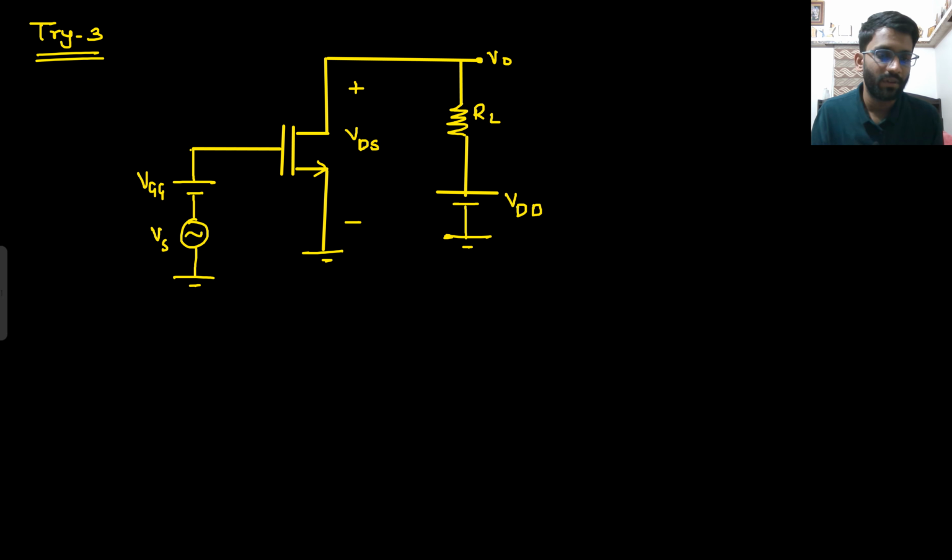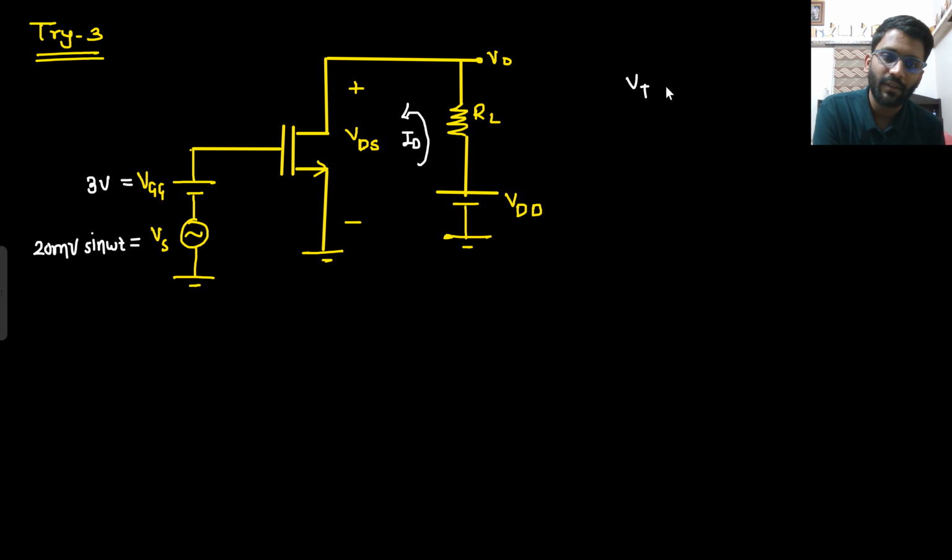So now I did this thing. I tried the third one. So here my output is not fixed. Here my output is this one. So this is my output. But tell me, what is the value of VDS here? Let's just call this one 3 volt again, 20 millivolt sin omega t, with VT being the same, 1 volt. Now in this one, what is my VDS value? VDS value is VDD minus IDRL.